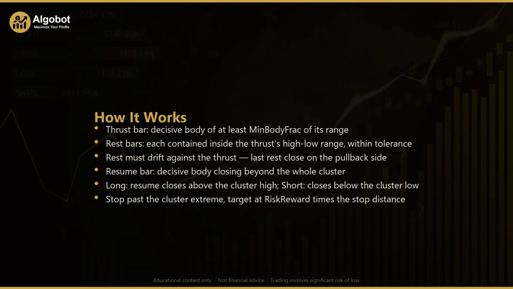For a short, the falling 3 methods, everything mirrors. The thrust is bearish. The recent rest close sits above the thrust close, and the resume closes below the cluster's lowest low. When a long signals, the entry is taken at the ask. The stop loss is placed just below the cluster's lowest low, minus a small buffer set by MinBodyFrac. The take profit sits at risk-reward times that stop distance, defaulting to 1.8. For a short, the stop sits just above the cluster high, and the target extends the same multiple below the entry. That's the complete cycle.